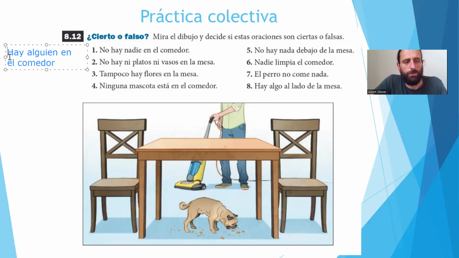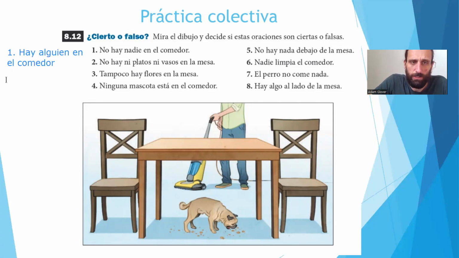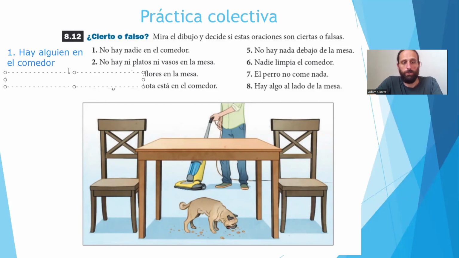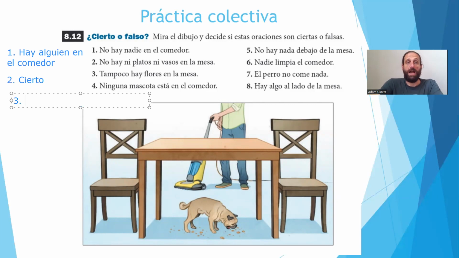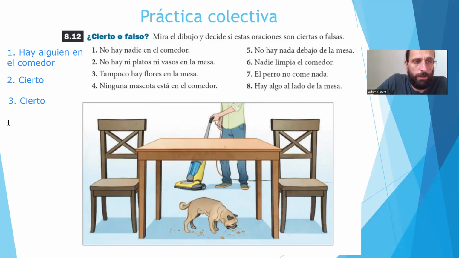What about number two? No hay ni platos ni vasos en la mesa. Is that true or false? Number two. Well, number two is true. There are neither plates nor glasses on the table. What about number three? Tampoco, so neither, hay flores en la mesa. Is that true or false? That is true.